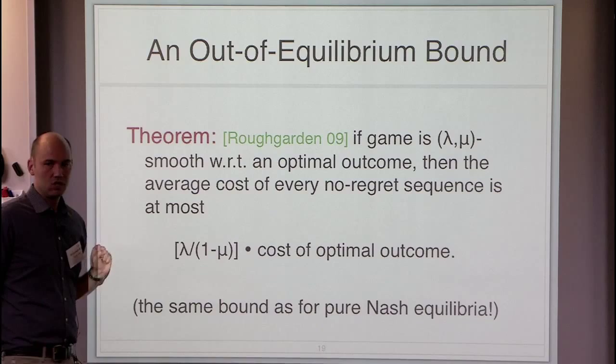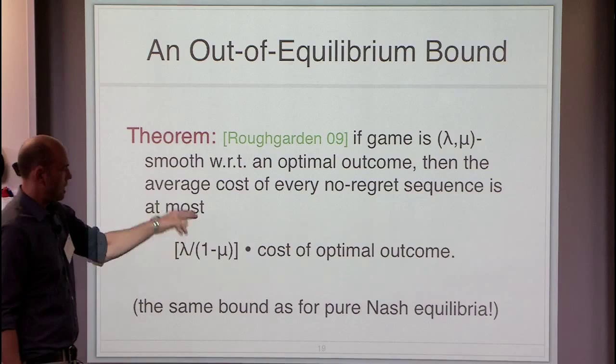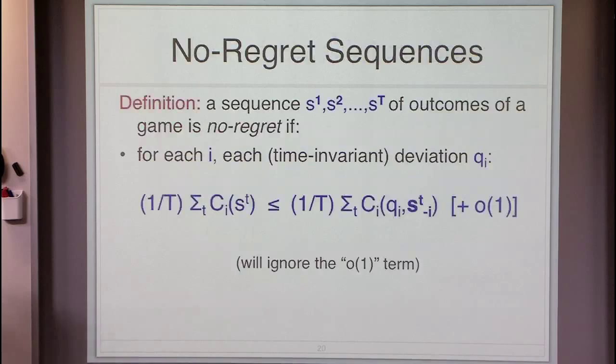If you have a game which is lambda-mu smooth, then not only is the price of anarchy of pure equilibria at most lambda over 1 minus mu, but actually every no-regret sequence, which I'll define for you in the next slide, but it's really a much wider set than Nash equilibria, also obeys exactly the same approximation guarantee. Remember, lambda over 1 minus mu is what we were proving before for pure equilibria. This theorem is basically saying that, whether we knew it or not, we were proving exactly the same approximation guarantee for the fattest of those four equilibrium sets. So this is the first meta theorem. I'll say more about that later. Let me actually do the proof and then talk more about interpretations.